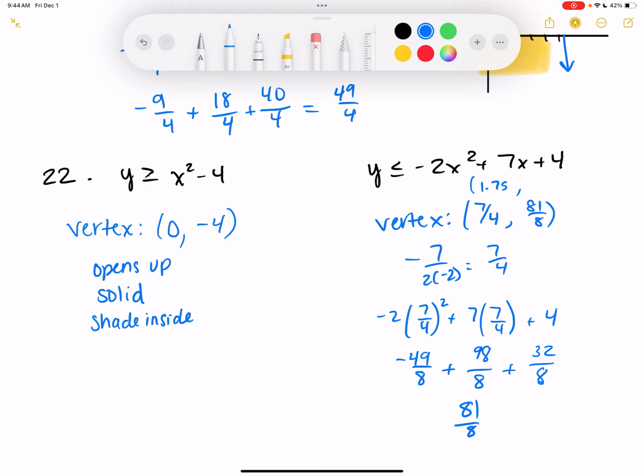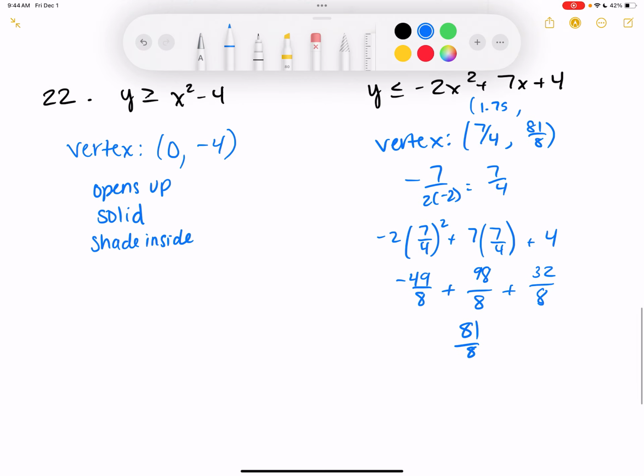What do I know about this one? What's going to happen with this graph? Opens down. Solid or dotted? Solid. And what about shading? Yeah, it's going to be inside, because it's upside down. So the less than is going to be inside since it's upside down. It's easier to see with the graph, but I always try to write it beforehand, but sometimes I'm just going to need to come back to this once I can actually visualize it.